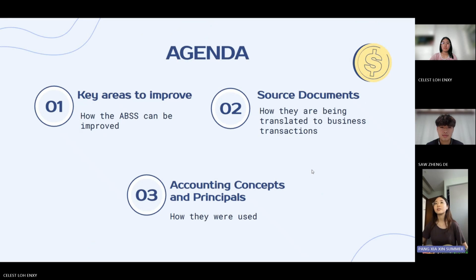We have three agendas. The first one is key areas to improve the ABSS software. Second will be source documents. Thirdly will be accounting concepts and principles.